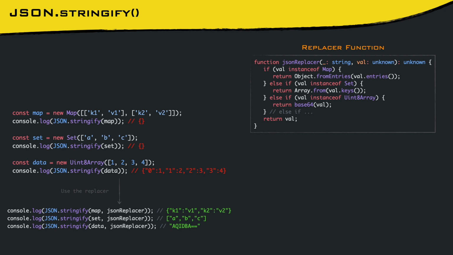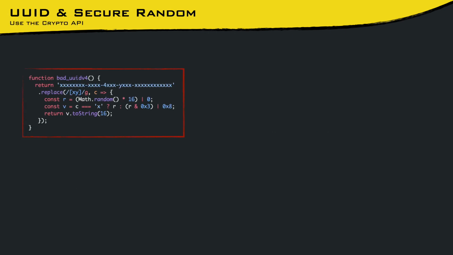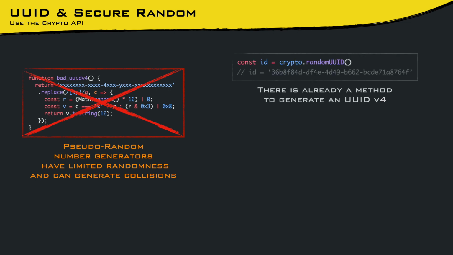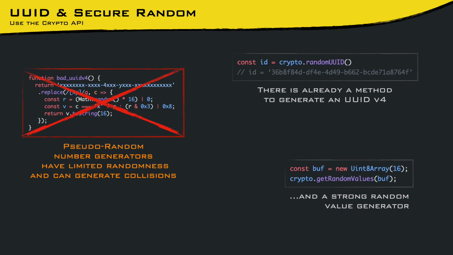Math.random is something that I see used a lot to generate IDs. But please do not use Math.random to generate UUIDs or any ID. Using a pseudo-random number generator to generate an ID is a bad idea, because they have a limited period of randomness, which means that over time the same sequence of values will be generated, and you will end up with collisions. The standard crypto API already provides a method to generate UUIDs and a method to generate cryptographically strong random values, so you should use those instead.